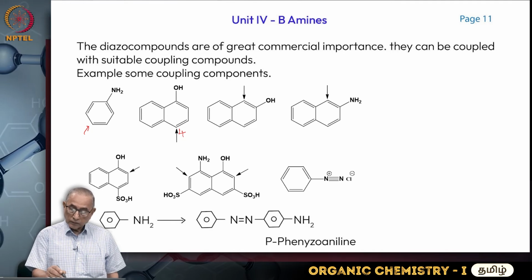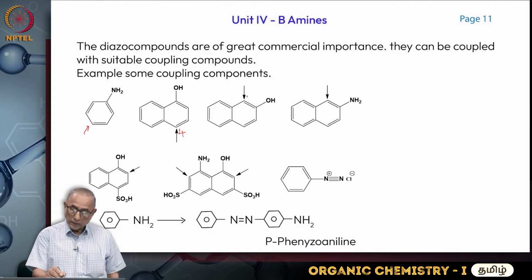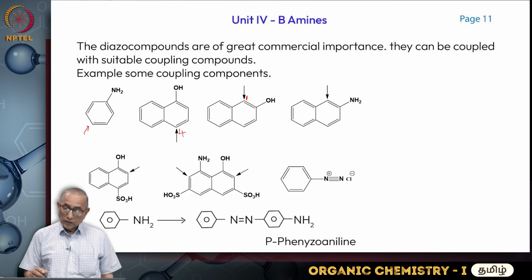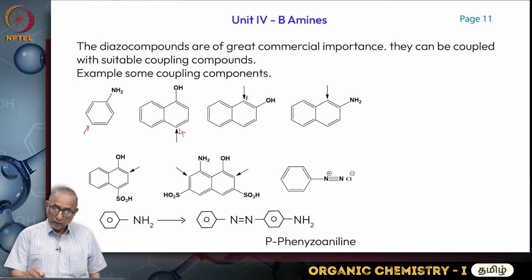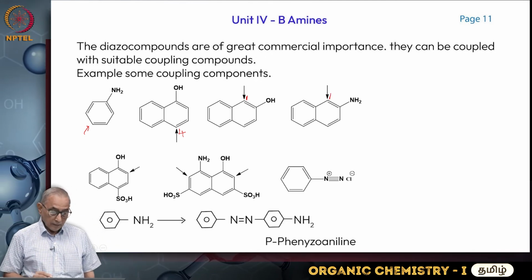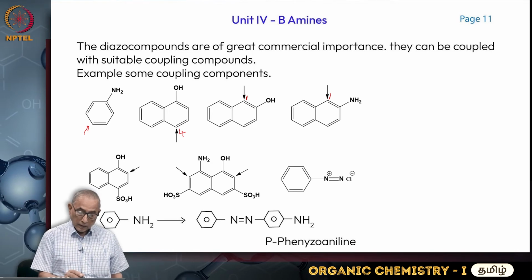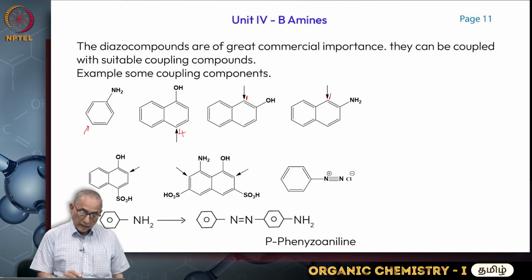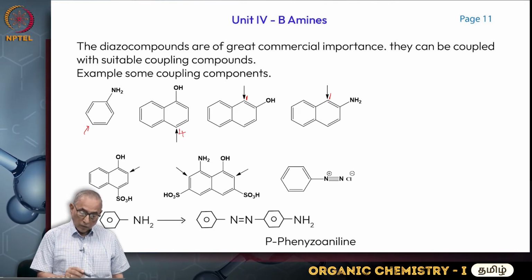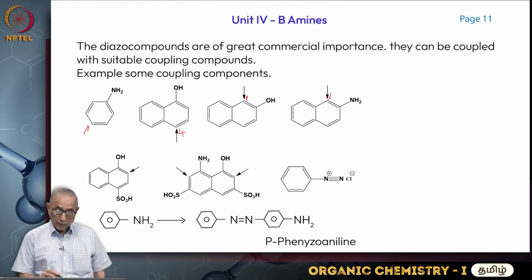If it is 2-naphthol, it will couple at the 1 position. If it is 2-naphthylamine, it will couple at the 1 position. If you have 1-naphthol 4-sulfonic acid, it will couple at the 2 position, because this sulfonic acid group is at the 4 position, so coupling cannot happen there.